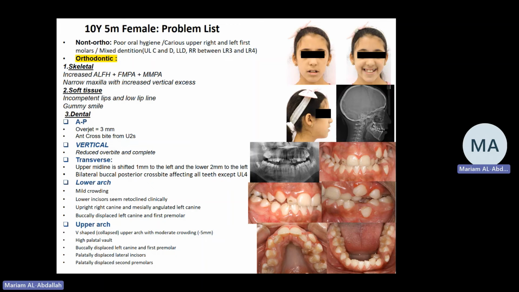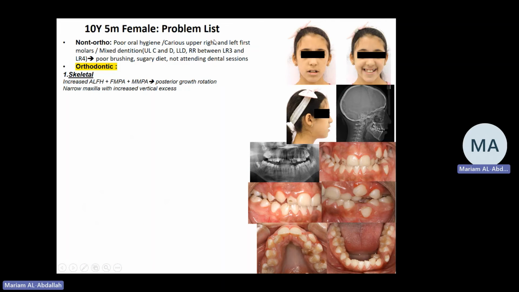Right, now since I ended with my problem list, I need to think of my etiology. In terms of etiology, the non-orthodontic problems are, of course, related to poor oral hygiene, poor brushing techniques, and sugary diet, and this is related to the active caries. In addition, the patient is not really giving good attention to having proper visits to the dentist, ending up having these retained deciduous teeth and active caries. So the patient is not really having a good dental attitude and regular visits with the dentist. This is a problem.